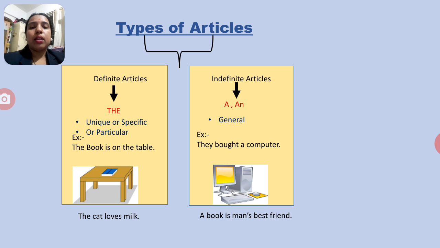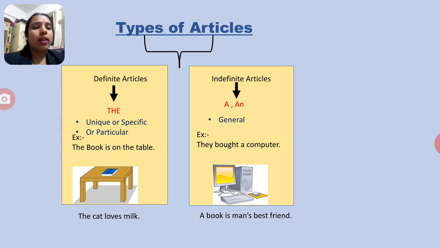One more example: the cat loves milk. I have used the word cat because cat represents a group of animals. Which cat loves milk? All cats love milk. So to represent the group, I have used cat here. Understand till here? Now we will see indefinite articles.